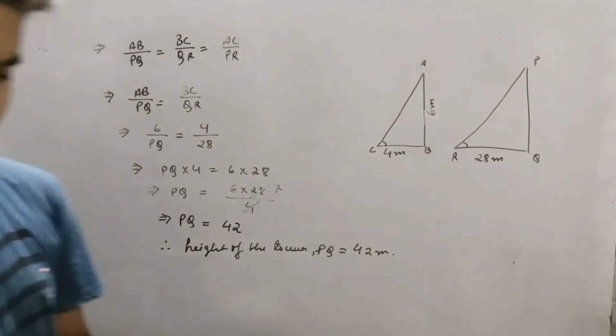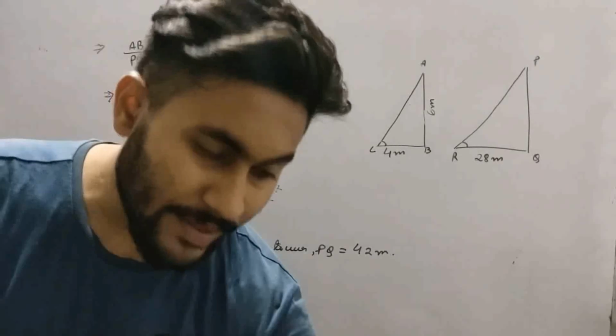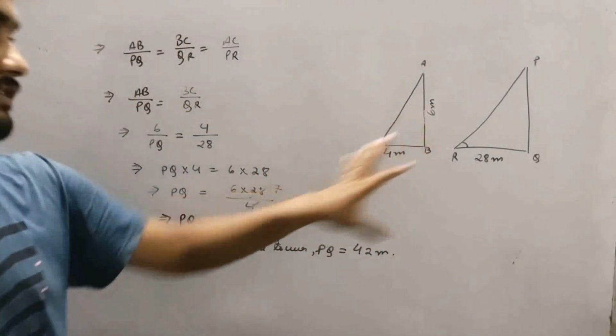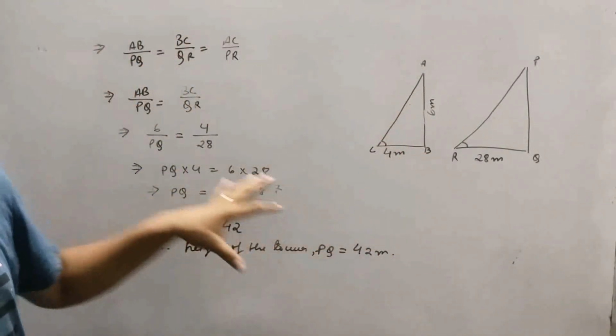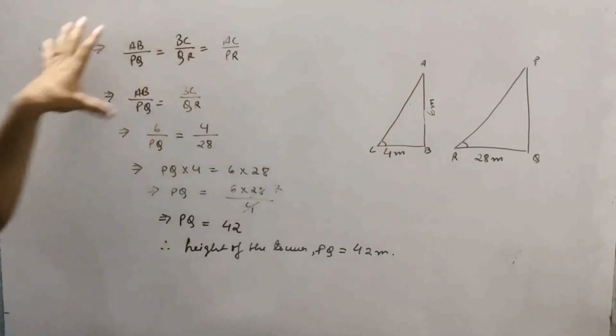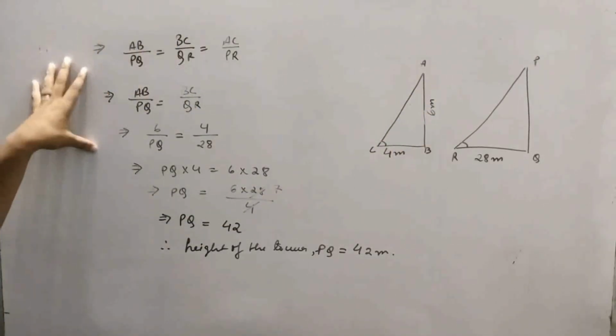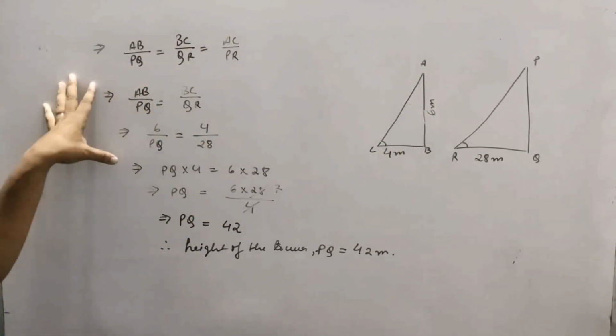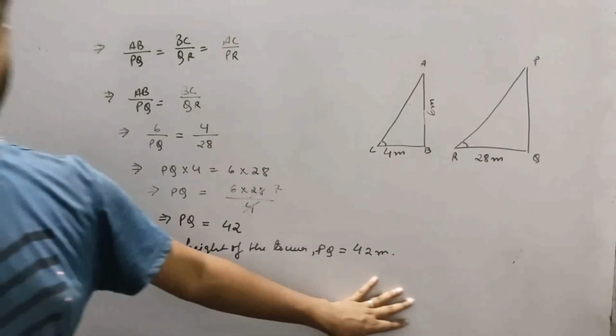So very simple question. The question was presented in a different way, but overall the logic of the question is simple similarity. Prove similar. See whichever side you need, take whichever sides are proportional and check whichever side you need. Put the values, you will get the height of the tower.